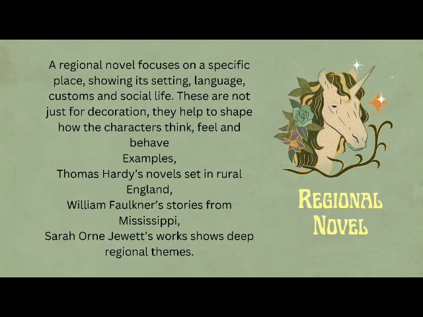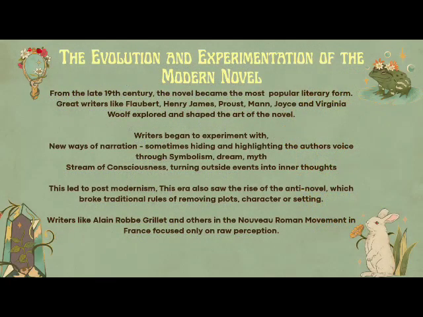Regional novel. A regional novel focuses on a specific place, showing its settings, language, customs, and social life. These are not just for decoration, they help to shape how the characters think, feel, and behave. Examples, Thomas Hardy's novels set in rural England, William Faulkner's stories from Mississippi, Sarah Orne Jewett's works show deep regional themes. So let's move on to the next one.